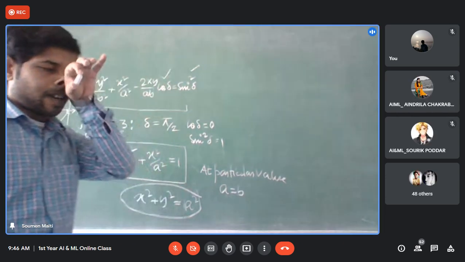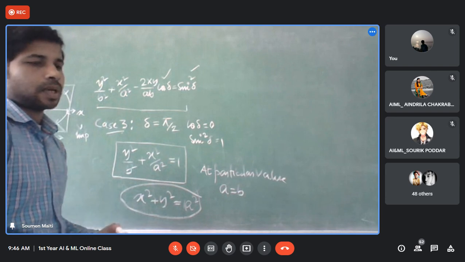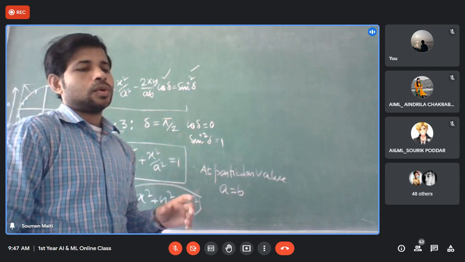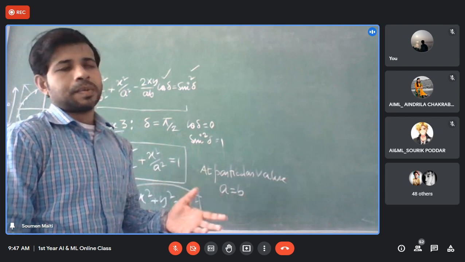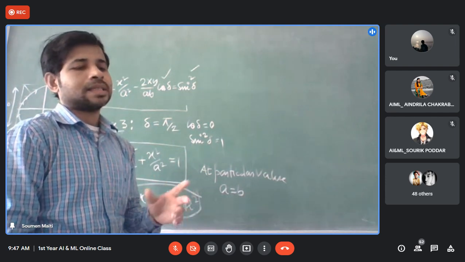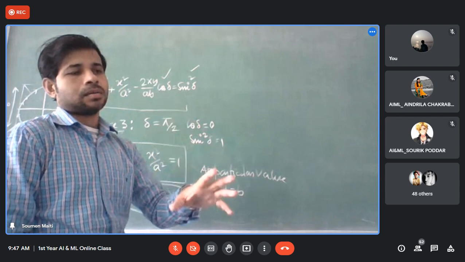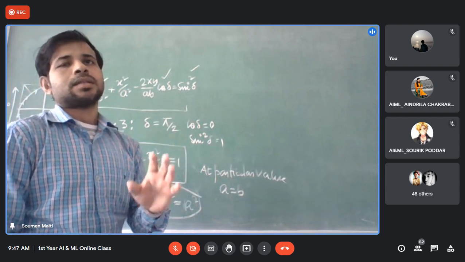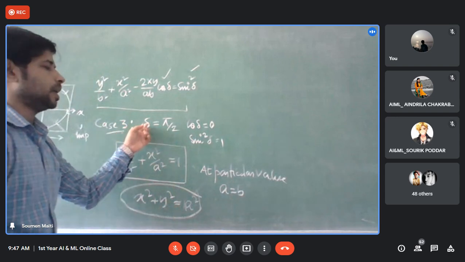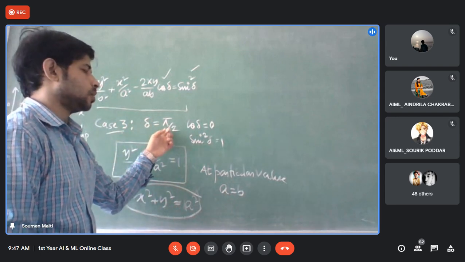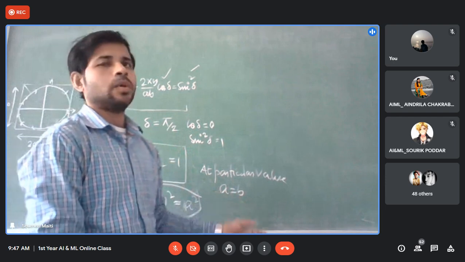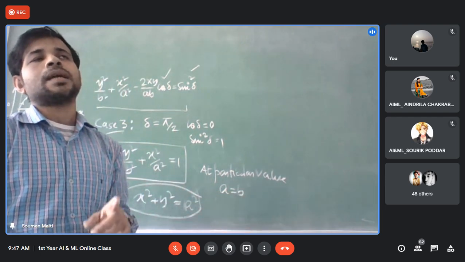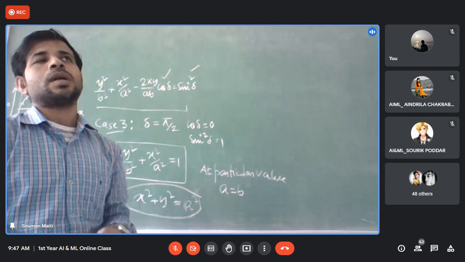Most in general in a semester, or if it is an online examination, they can ask this kind of MCQ: what are the necessary conditions to get a pattern of circle? The answer should be: the phase difference delta should be pi by 2, a particular value a equal to b, and most importantly they are acting perpendicular to each other.